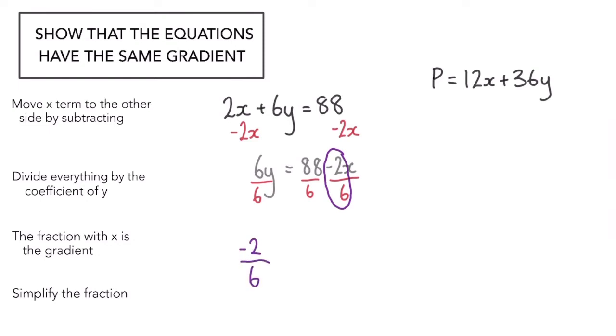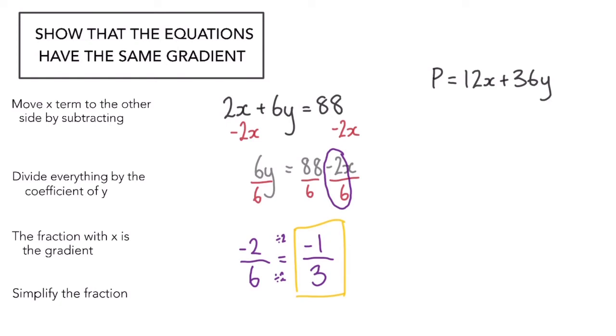But what I'm going to do is simplify this. So what can I divide both the top and the bottom numbers by? I could divide them both by 2. That would get me negative 1 on the top. And if I divide the bottom number by 2, that would get me 3 on the bottom. Cool, so that there is my gradient for the first equation. I've simplified that fraction. Let's look at that second equation now.